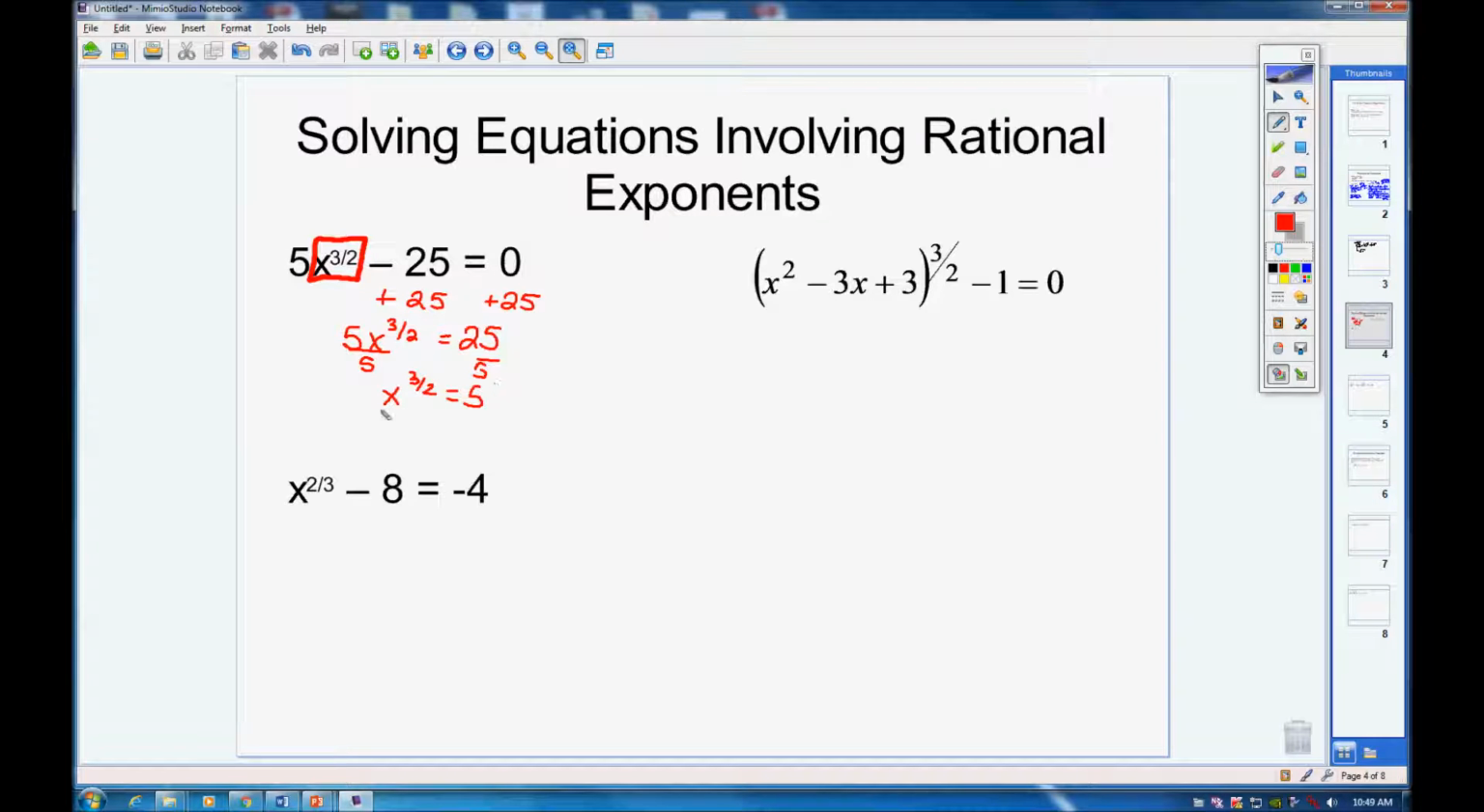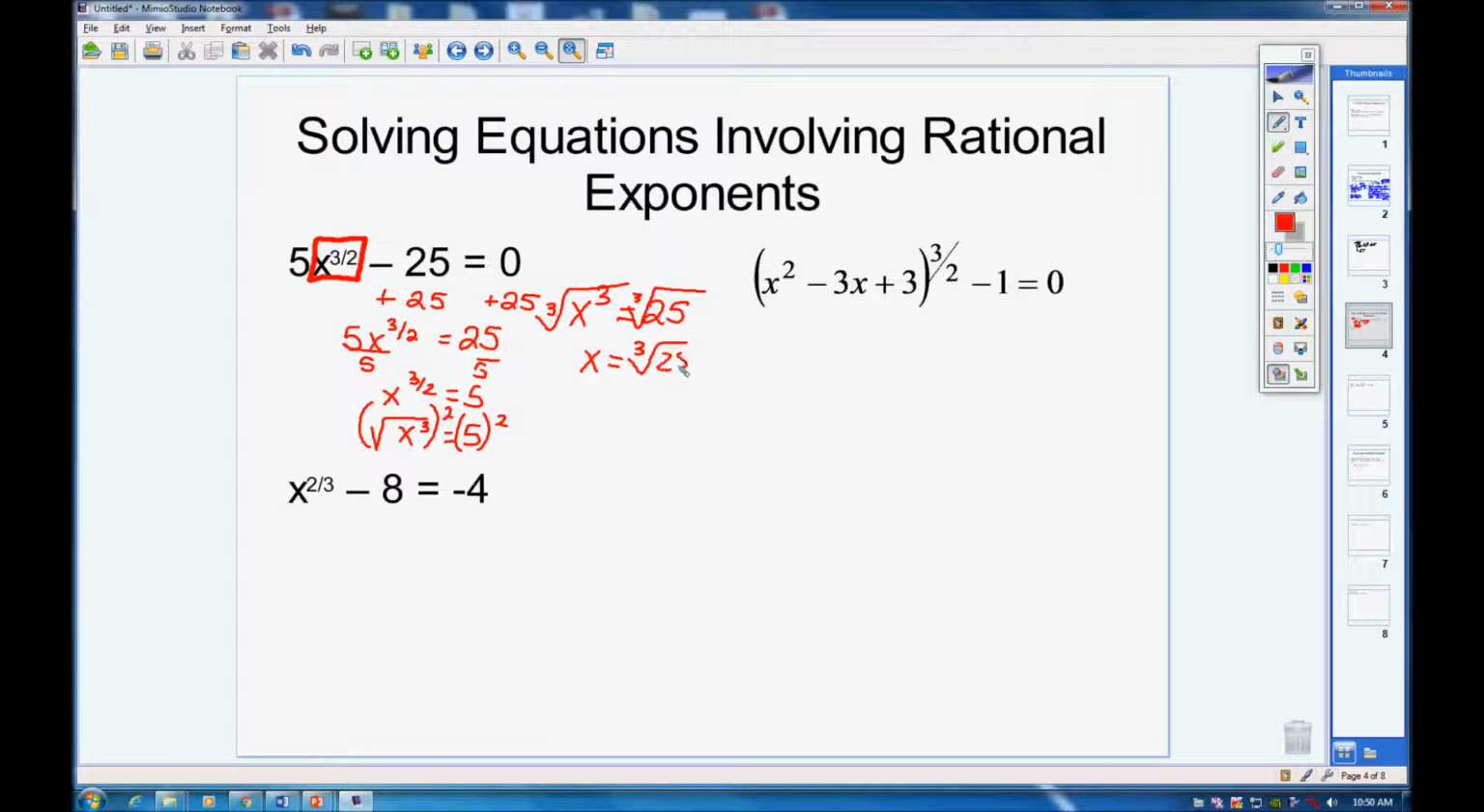Now, if you really think about what I have here, I have the square root of x to the 3rd equals 5. To undo this, to make this just an x, I'm going to start with the root. To get rid of a square root, we square. So what I have left is x cubed, the square root and the square canceled, equals 25. Okay. To get rid of a cube, we have to cube root both sides. And so I have x equals the cube root of 25.